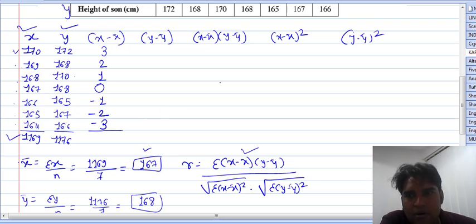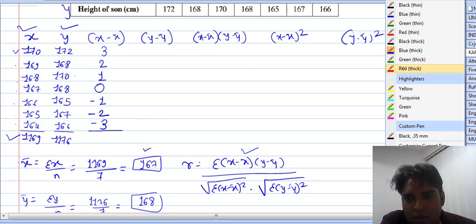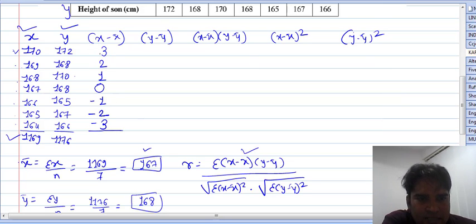Now always remember, very important, that sigma x minus x bar, if you take the total of this, it must come to 0, right? Whenever you deduct the central value, that means the average value, from all the observations, it must come to 0. It can be asked in the MCQ also, right? अगर ये 0 नहीं होता है, that means you have made some mistakes in the calculations, right?